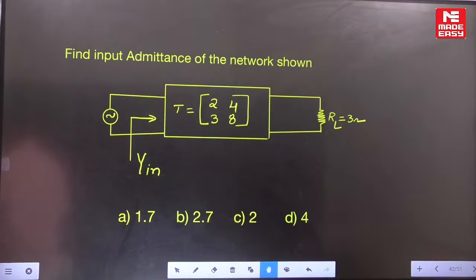MD Shohel, the magnetic circuit part is not important for electronics students. For electronics students, the magnetic circuit part is not important from the GATE point of view. Okay, the magnetic circuit part is important only for electrical students.